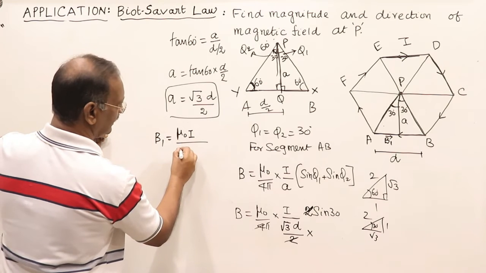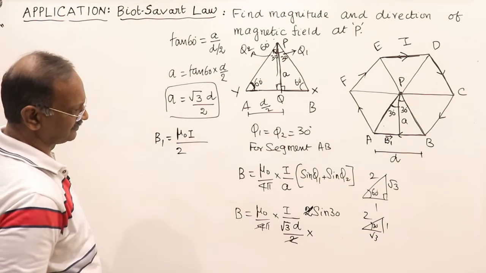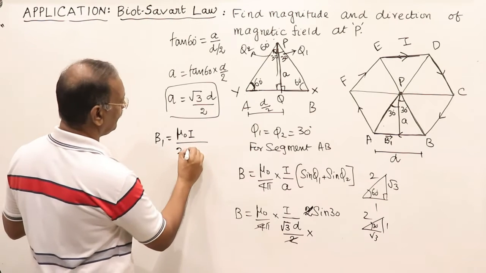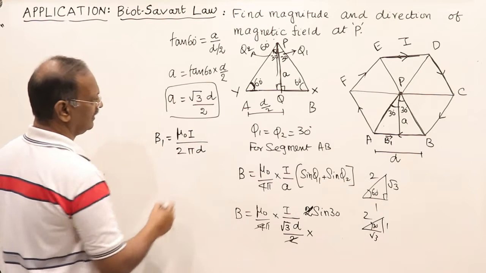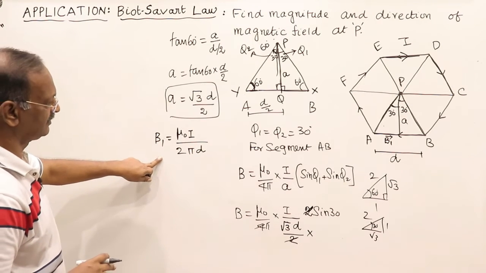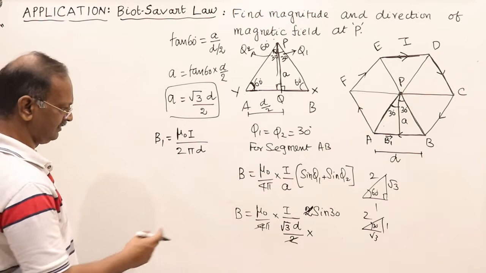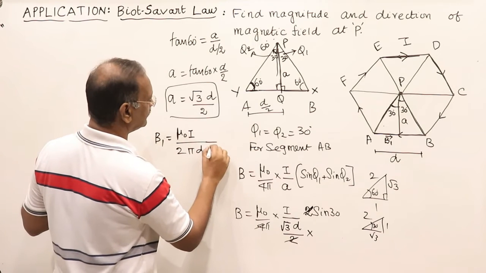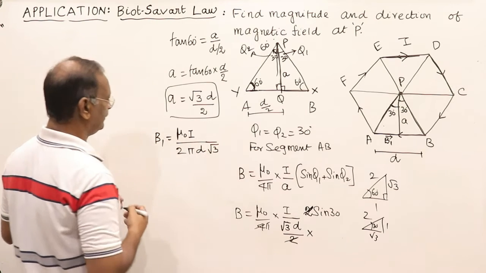So we will write it here. Sin of 30 is equal to 1 by 2 into pi into d, I'm calculating and changing the calculation. The magnitude of B1 is equal to mu naught I by 2 pi d into, there is one more term, the root 3. What about the direction?